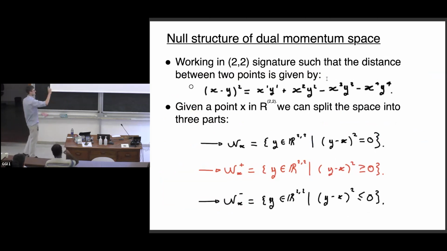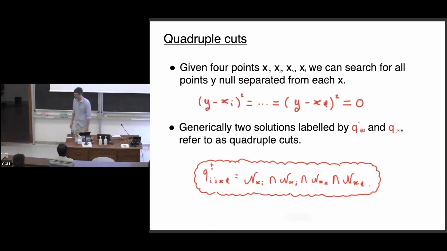In particular, one thing I want you to know is that if you hand me a point x in dual momentum space, I can split R^{2,2} into three parts: those points which are positively separated from x, those points which are negatively separated from x, and those points which are null separated from x. And in particular, it's this positive one which will be playing an important role when we get to the amplituhedron.